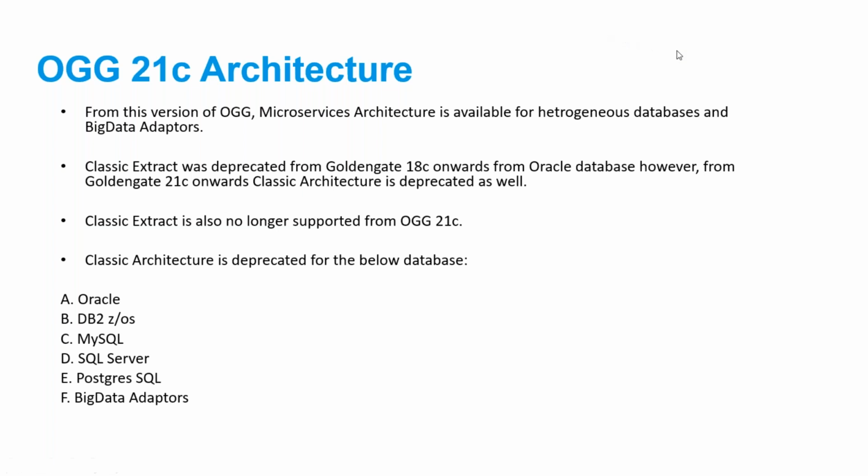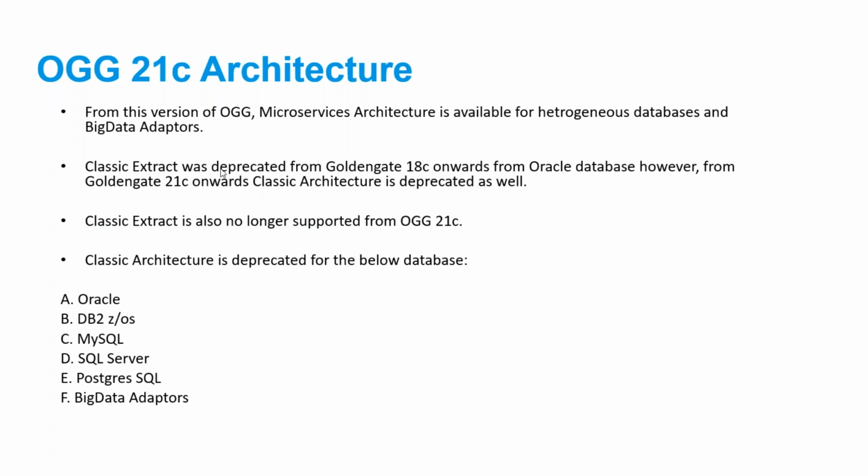From 21c version of Oracle Goldengate, microservices architecture is available for heterogeneous databases and big data adapters. Now classic extract was deprecated from Goldengate 18c. If you remember, there are two types of extract, integrated and classic. So classic extract was deprecated from Goldengate 18c. That means no new feature was introduced for classic extract from 18c.